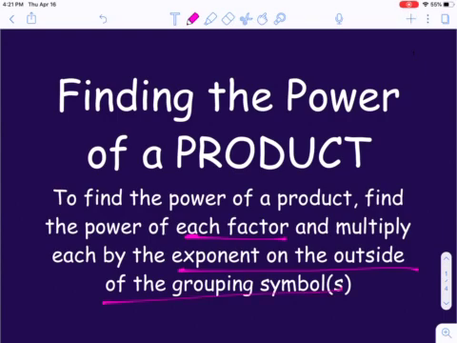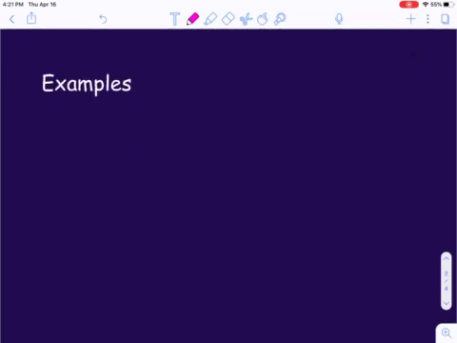So we're not multiplying the exponents on the inside by each other. We're multiplying each of those by that outside exponent. So let's take a look at a few examples and see what we got here. So my first example that we're going to do is this good old problem, 8b to the ninth, and we're going to square that. So I picked something that I could write out easily if we had to.